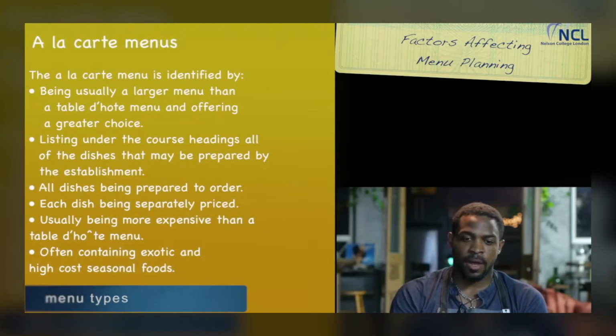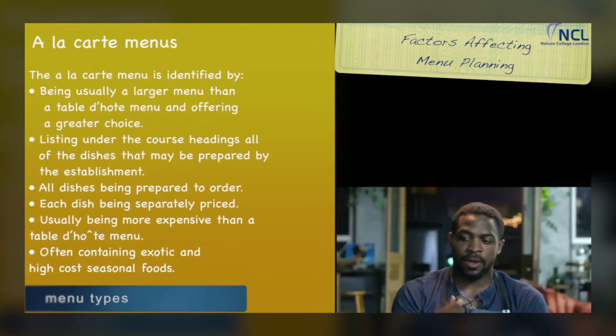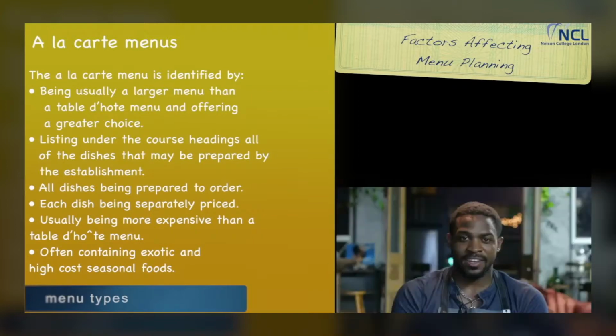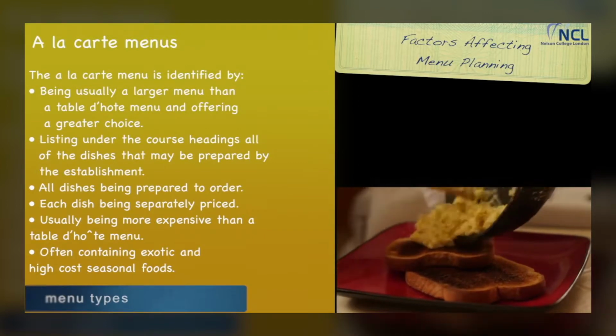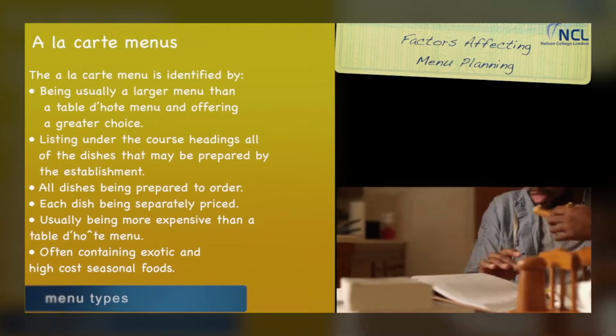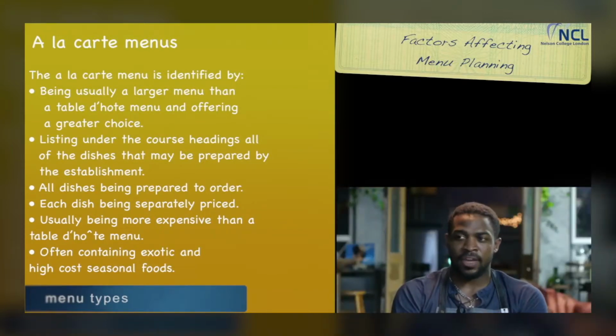The a la carte menu is identified in the following ways. It is usually larger than a table d'hôte menu and offers a greater choice. It lists all the dishes that are prepared by the establishment. All dishes are prepared to order. Each dish is separately priced and is usually more expensive than the table d'hôte menu. It often contains exotic and high-cost seasonal foods.